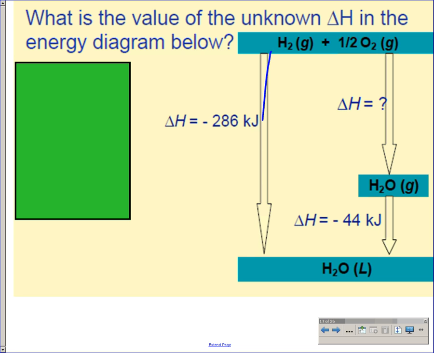I guess I should draw this delta H because you can't see me. This delta H, and here. Okay, so the difference is negative 242. Cool? It's just a different type of one. Alright, just learning how to read these.